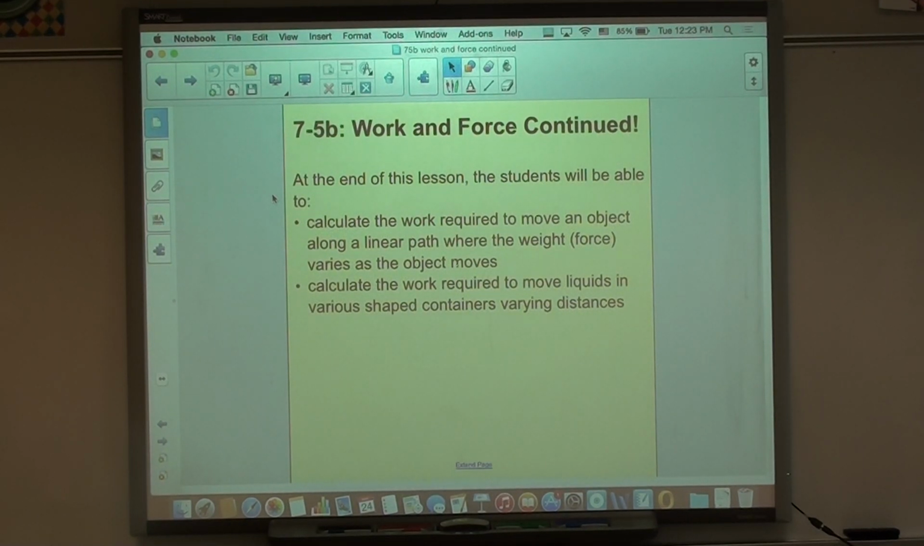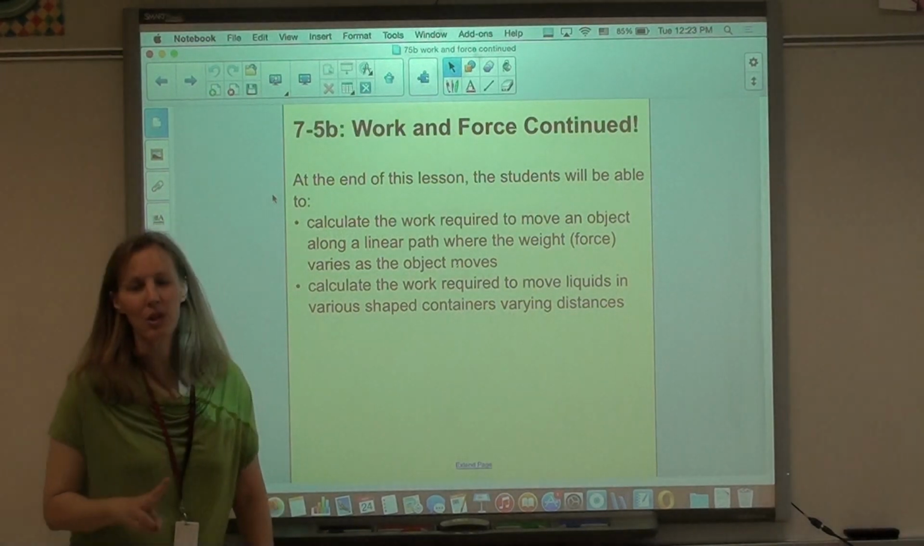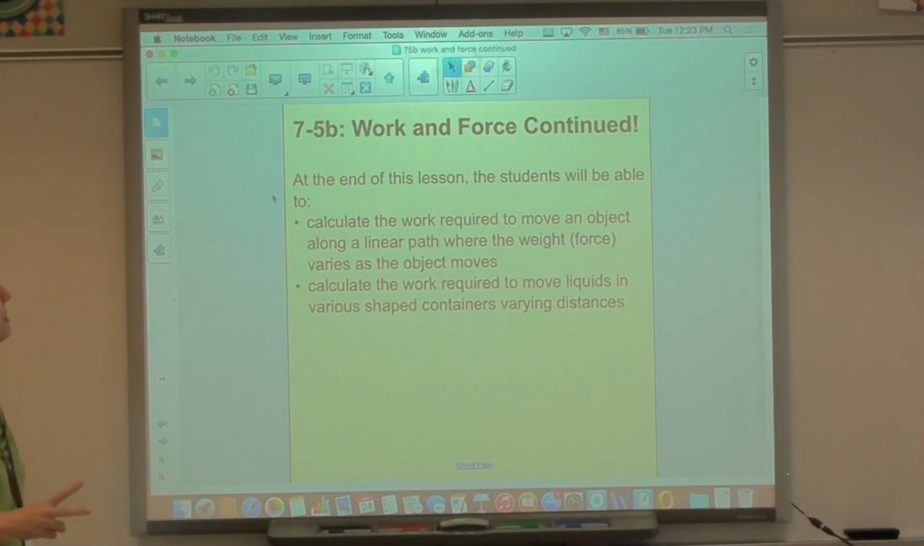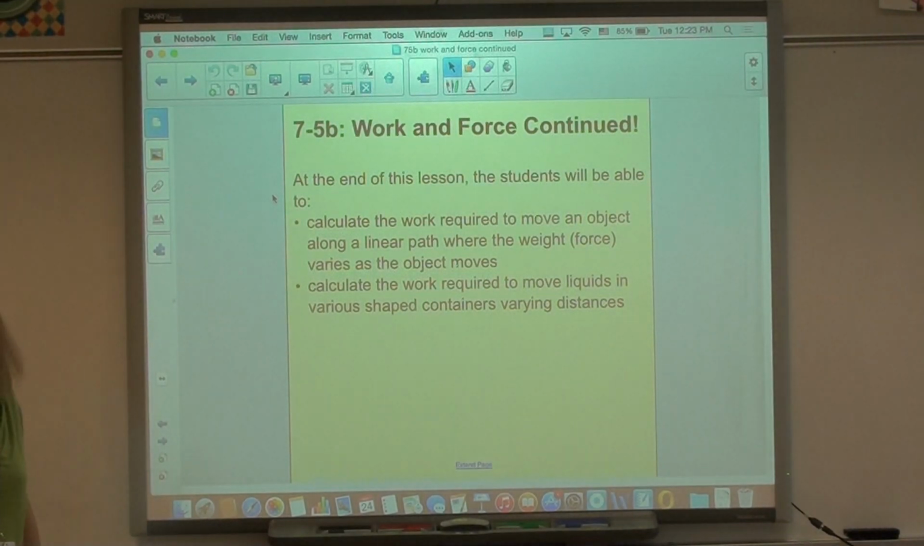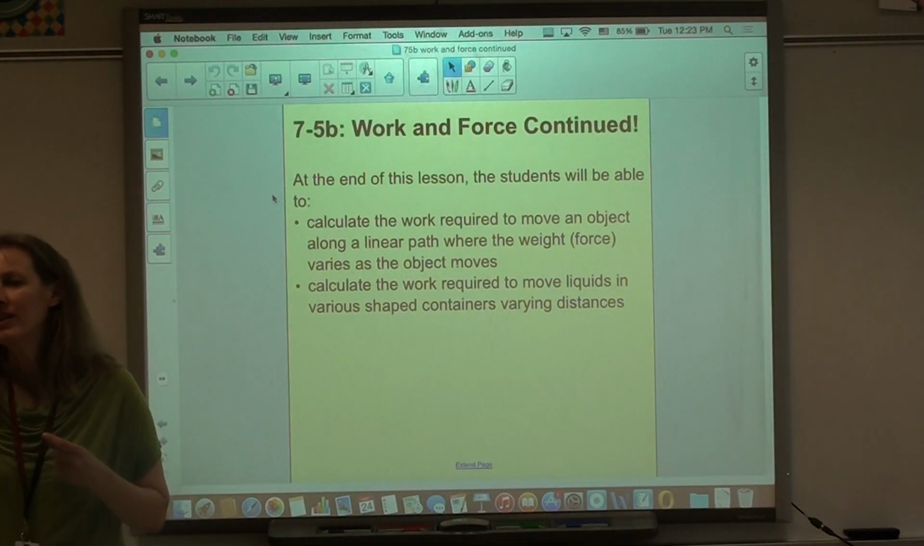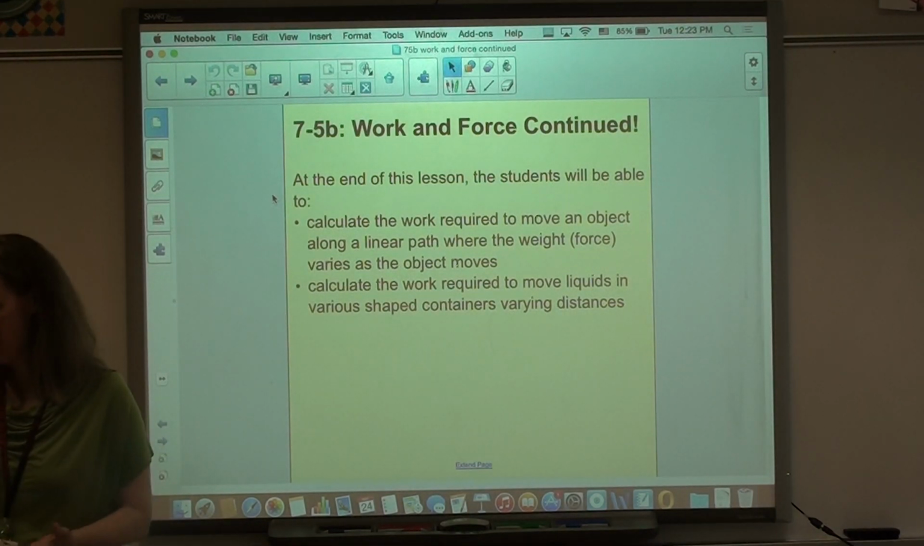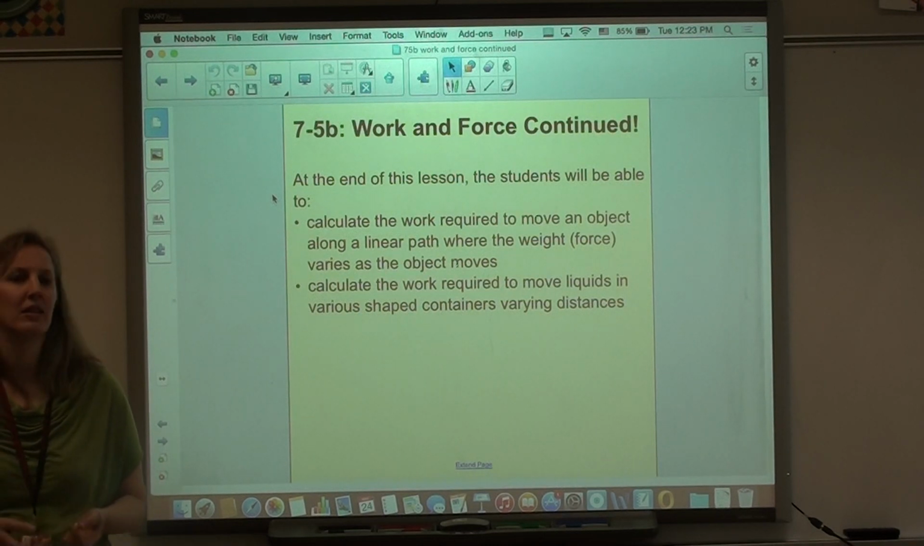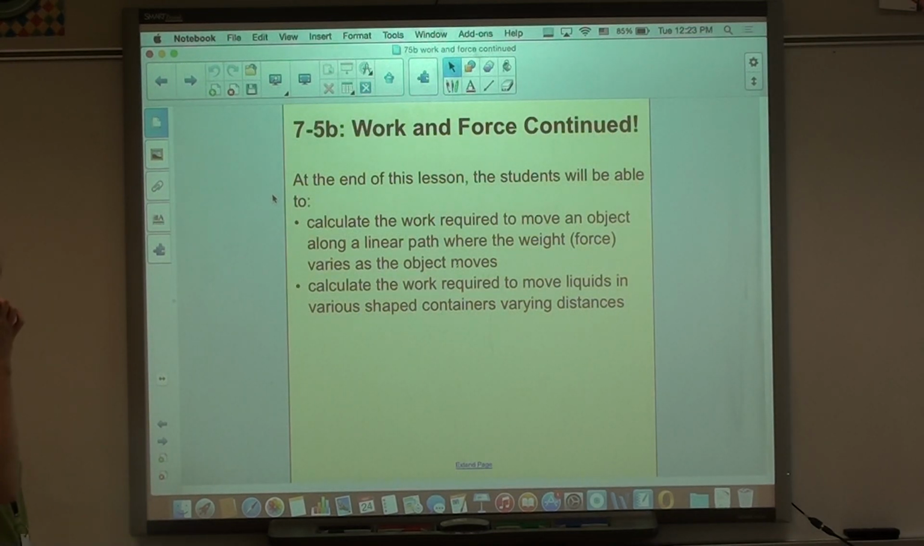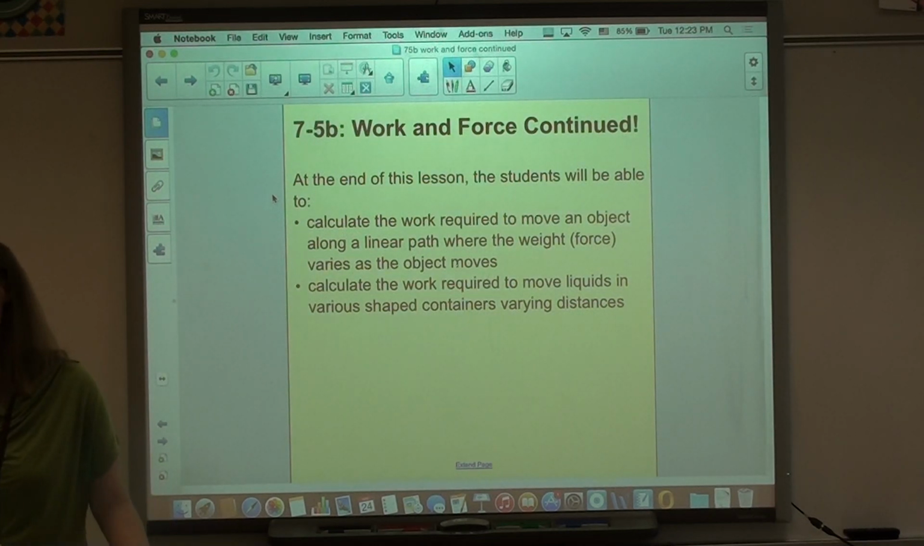So we're continuing our discussion of work and force. We have two main types of problems that we're going to work on today. First type is to calculate the work required to move an object along a linear path where the weight varies as the object moves. These are basically your chain problems where the weight changes as it moves. And then the second is to calculate the work required to move liquids in various shaped containers, various distances.